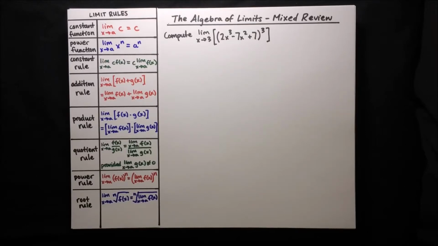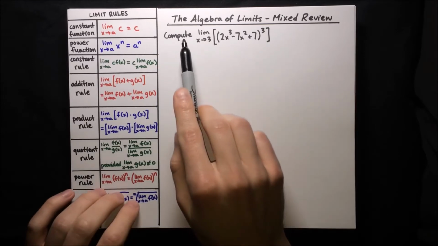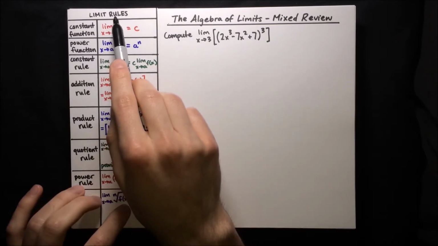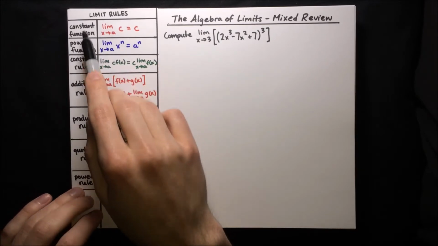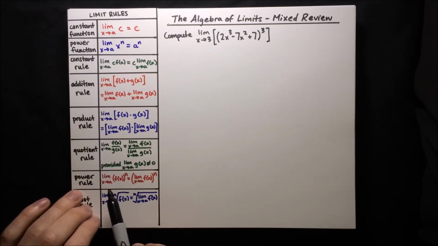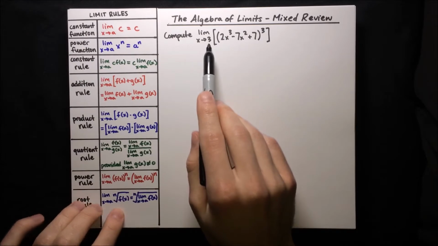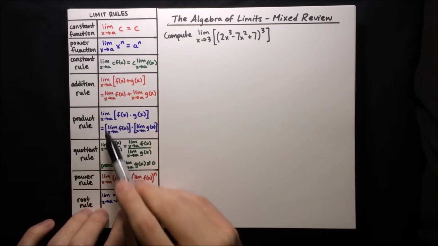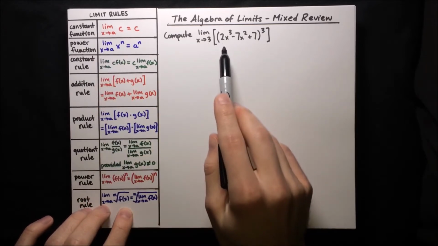In this video, we're going to do some mixed review problems involving the algebra of limits. So we're going to compute some limits using these limit rules that we've learned previously. I've got them all listed here. So let's go ahead and try to compute this limit, and we'll refer back to the limit rules as we need as we compute the limits.